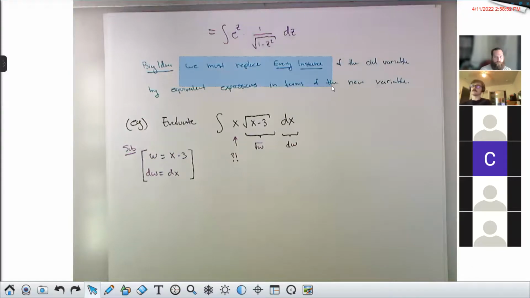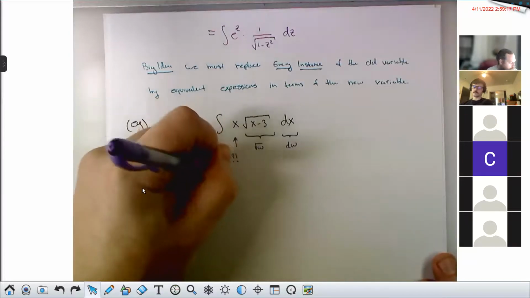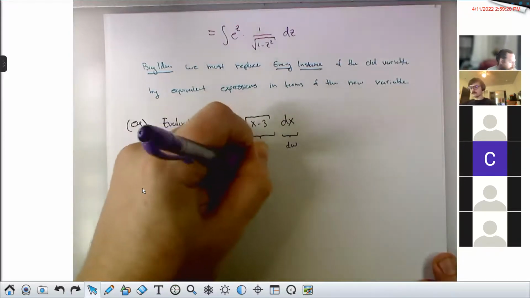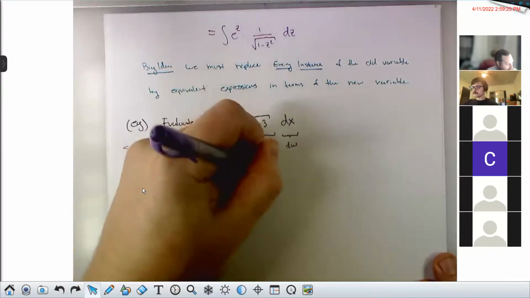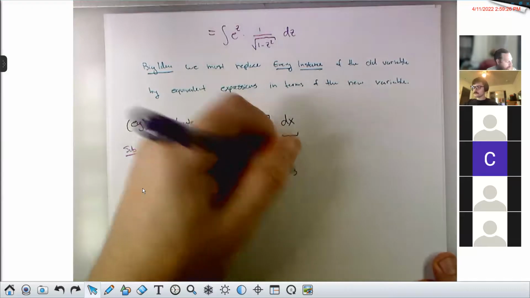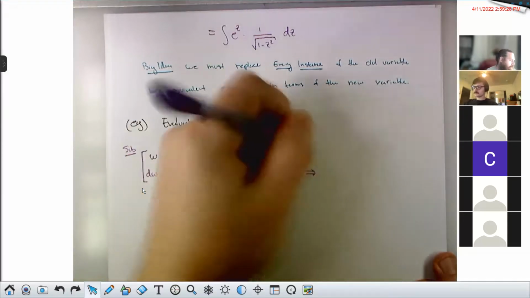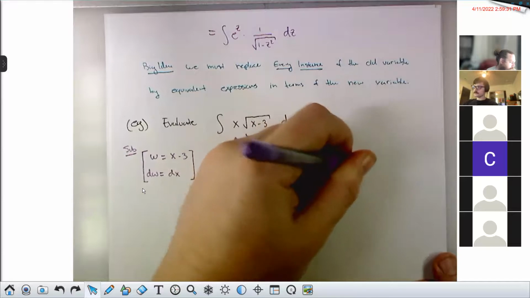We must replace every instance of the old variable by the new variable. And the idea is we want an equivalent expression for x in terms of w. So does anybody see how to get an equivalent expression for x in terms of w? Can it be w plus 3? Yes. Since w is x minus 3, w plus 3 is equal to x.